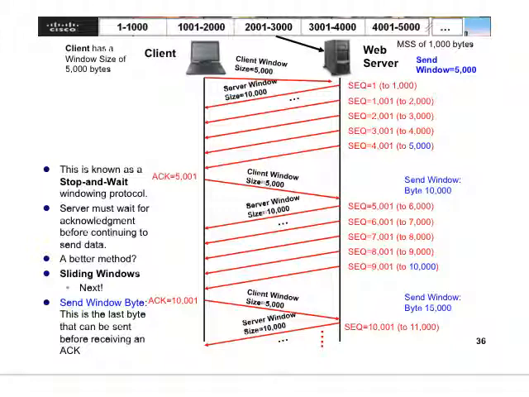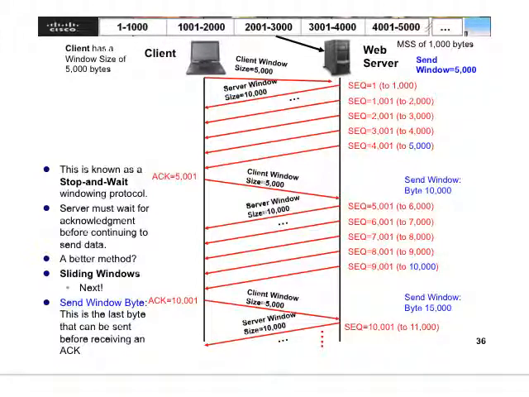Something new here. When the client sends the window size here as 5,000, as we said, the server will send 1, 2, 3, 4, 5, and then it waits. When it receives the acknowledgement here, it acknowledges all these 5 segments all at once.